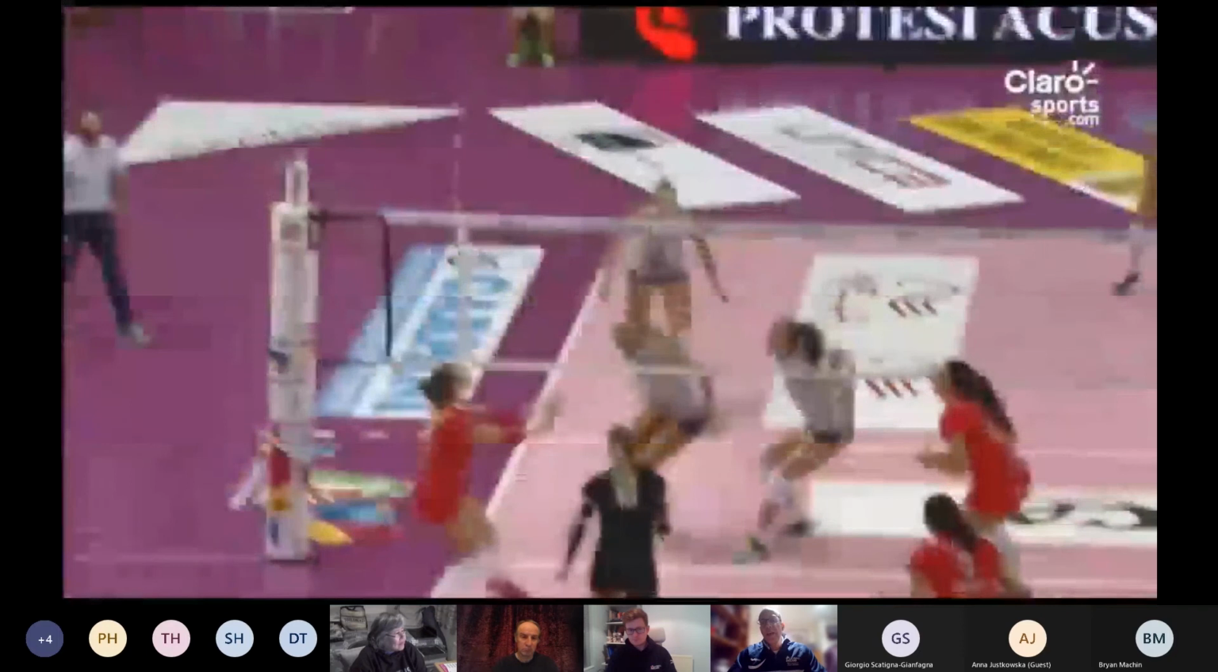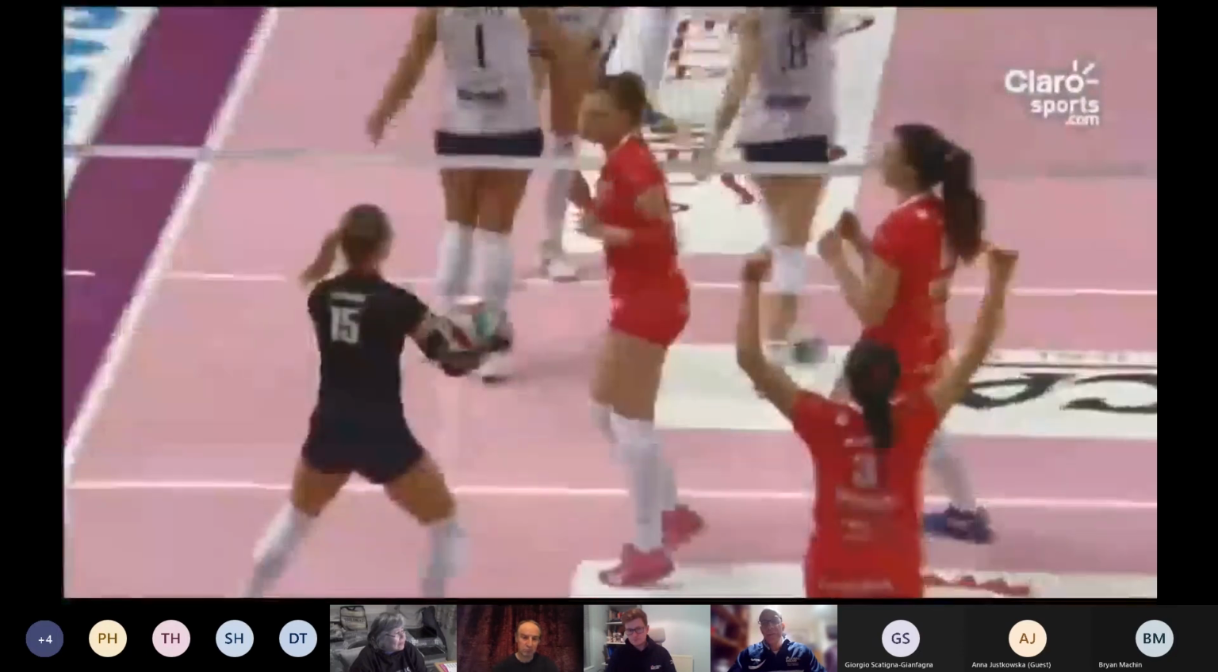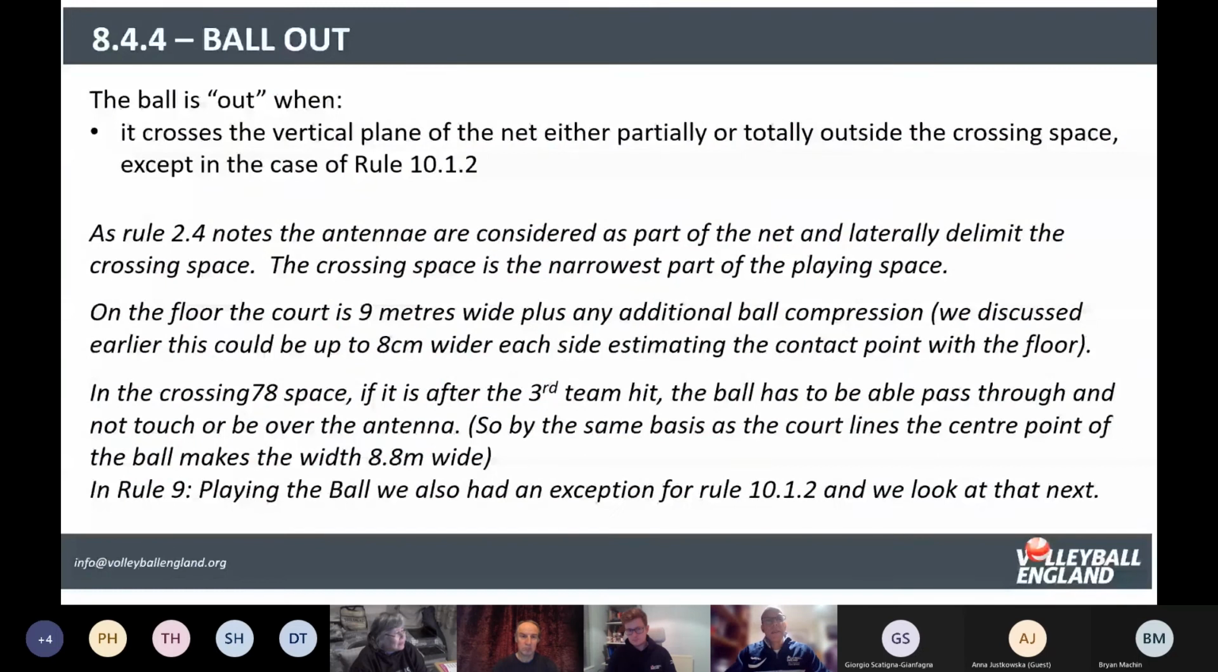So this decision of ball in this case is not correct. That ball is out. Okay, 8.4.4, the ball is out when it crosses the vertical plane of the net, either partially or totally outside the crossing space, except in the case of our good old friend, Rule 10.1.2.